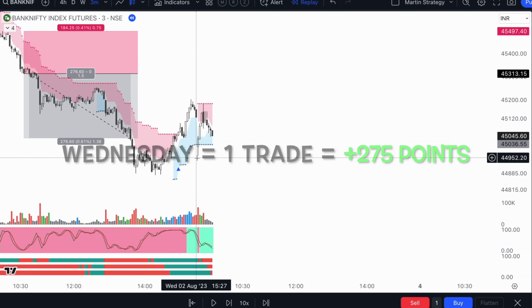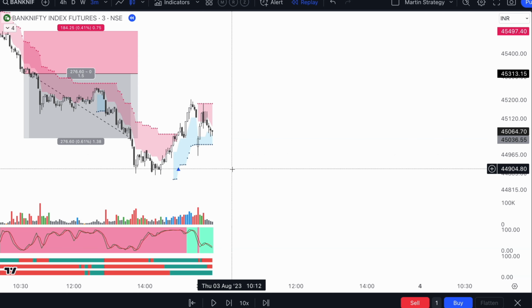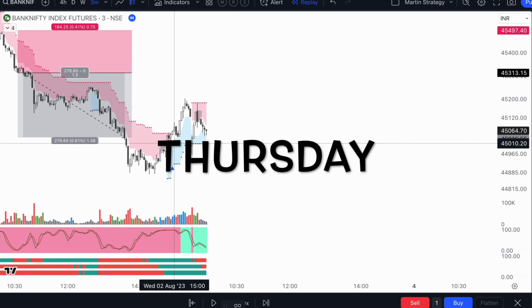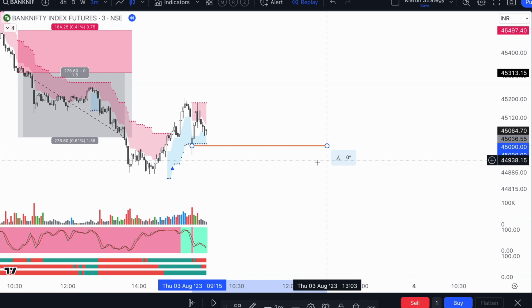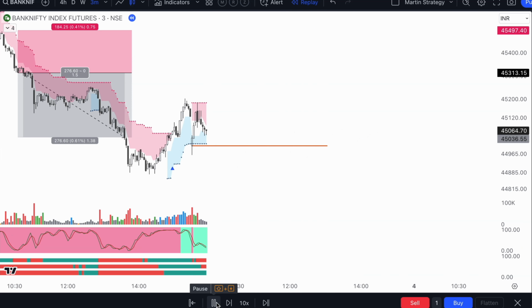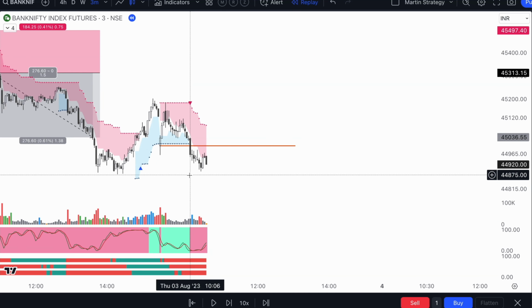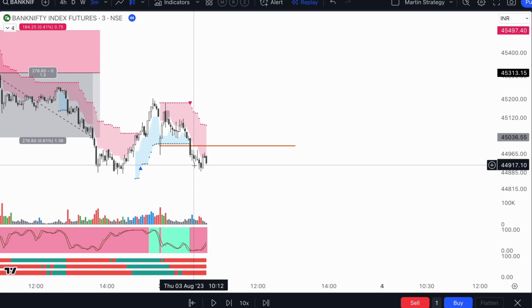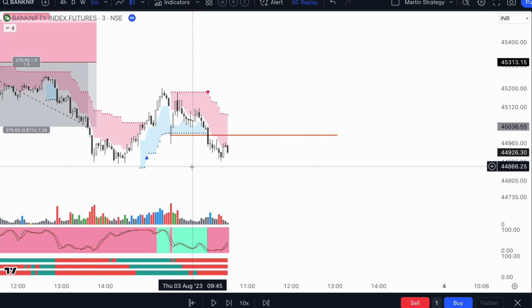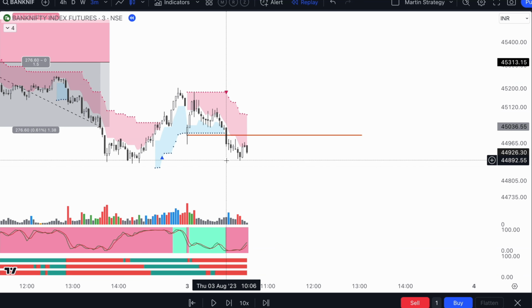Okay, so again, day 4, Thursday. So let's see how the strategy performed on expiry day. So we will mark the lows. Again, we have a breakdown, signal candle. We have a trade candle here. Let me just zoom in and show you guys. So that's a signal candle.